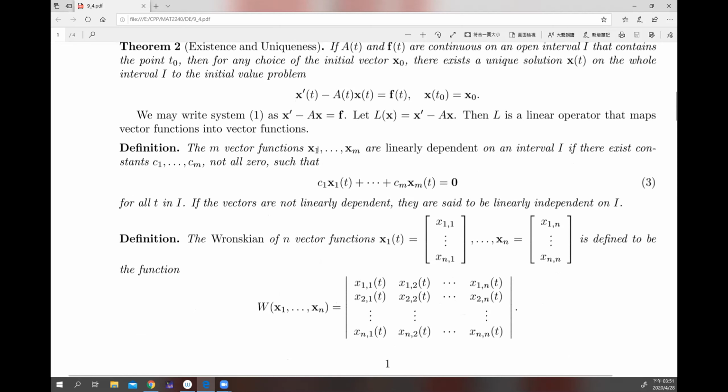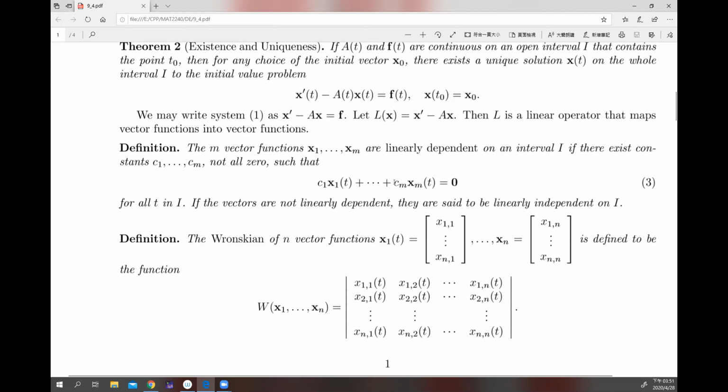All right, next, definition 1. The n-vector functions x1 to xm are linearly dependent on an open interval I if there exist constants c1 to cm, not all zero, such that the linear combination of x1 to xm with the constants c is equal to 0.